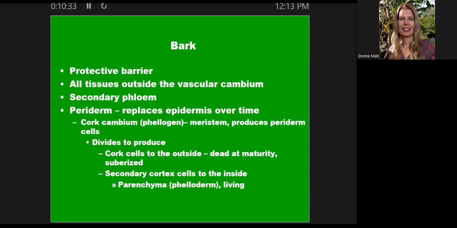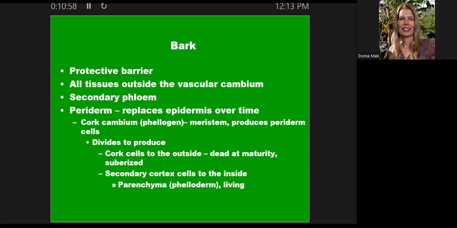Sometimes the older, like those slides that you'll see in lab, they might be labeled phelloderm. It's just parenchyma cells. Okay. So the secondary phloem plus the periderm, essentially taken all together, that's your bark.